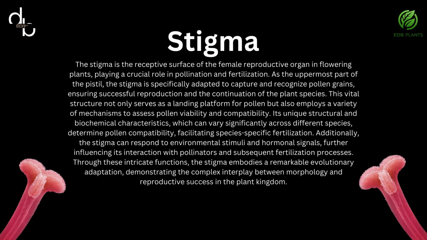The stigma is the receptive surface of the female reproductive organ in flowering plants, playing a crucial role in pollination and fertilization. As the uppermost part of the pistil, the stigma is specifically adapted to capture and recognize pollen grains, ensuring successful reproduction and the continuation of the plant species.